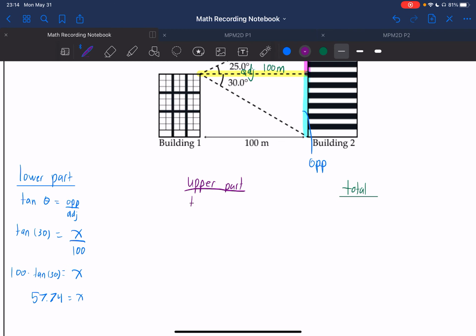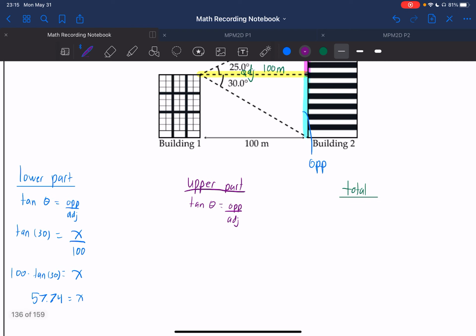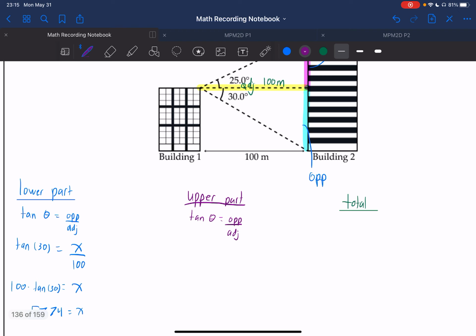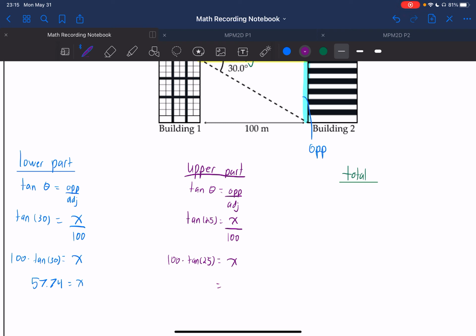So again, for the upper, we have the same option, so we're going to use tan. So tan is opposite over adjacent. We fill in what we know. In this case, our angle is that angle of elevation, which is 25 degrees. So tan 25. We don't know what the opposite is, but that's what we're trying to find out. And we know that our adjacent is 100. So we're going to rearrange and isolate for x. So 100 times tan 25. We shove that into a calculator, and what we get is x equaling 46.63.